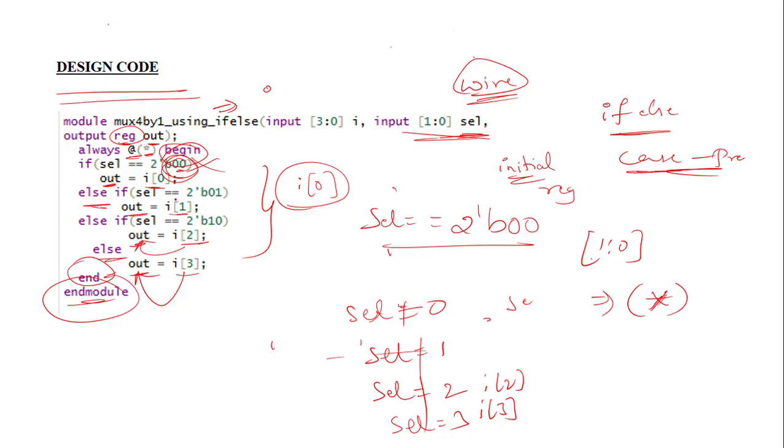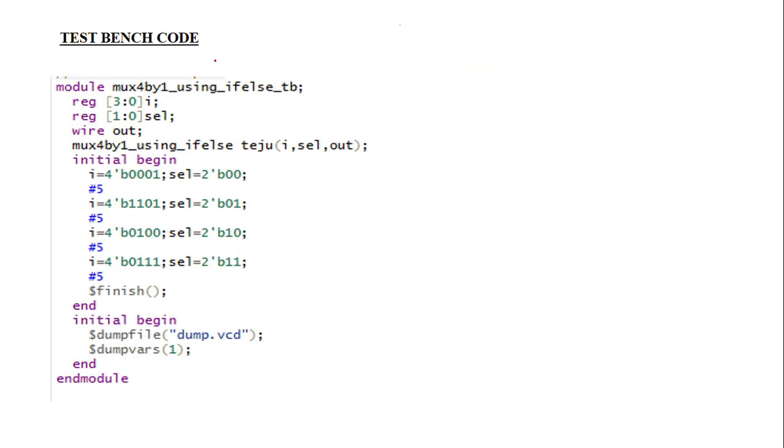Simply we can use the if else statement. If select equals 0, we execute the particular statement inside it. If it is not true, then it goes to the else statement. If that is also not true, then it goes to the other one. Like that we can use if else statements. If you have any doubts until now, you can comment, and let's slightly go to the Testbench code.